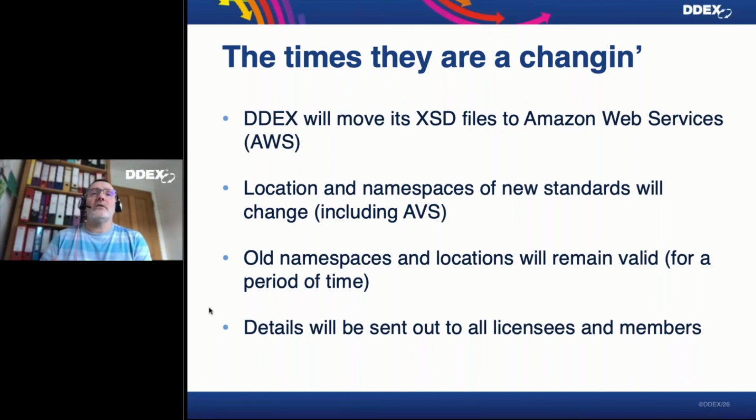That may mean that the location namespaces of new standards may change. That includes the allowed value sets, although the old ones and locations will remain valid, at least for a period of time, something like 2 or 3 years. We'll send out details to all of our licensees and members in due course. I don't expect this to happen in the fourth quarter this year, because that's the high tide for the music industry to sell their stuff. It would be a bad idea to do it then. But we are in the process of doing that. So that's allowed value sets in XML.